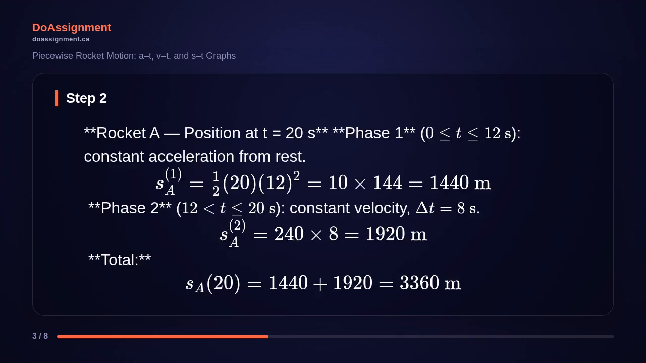For Rocket A, Phase 1 uses the constant acceleration formula, 1/2 times 20 times 12 squared, which equals 1,440 meters. Phase 2 is simply 240 meters per second times 8 seconds, giving 1,920 meters. Adding them together, Rocket A is 3,360 meters above the launch point at 20 seconds.